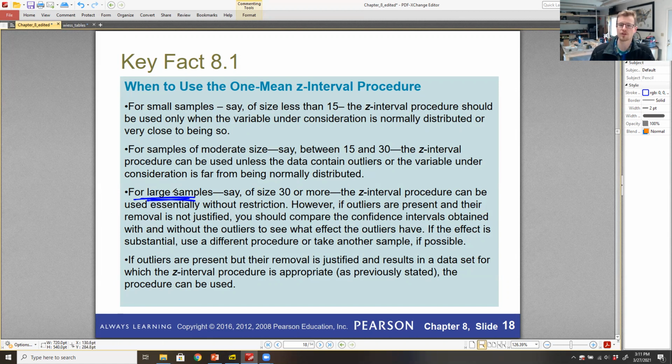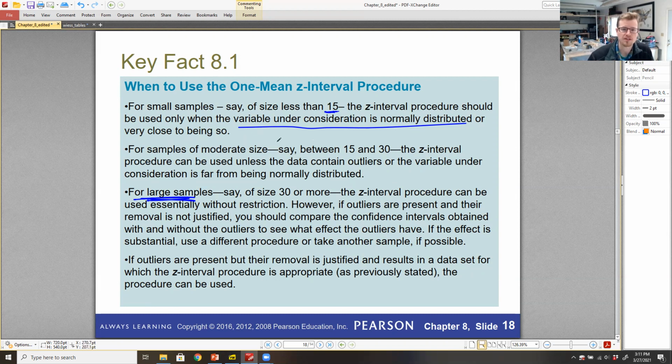Or when we know that the population is normally distributed, right? The variable is normally distributed. But we also need to know that there are no outliers. So for small samples of less than 15, we have to have that the variable under consideration is normally distributed, and of course, no outliers. Although it's kind of hard to identify an outlier when there's only 15 observations.